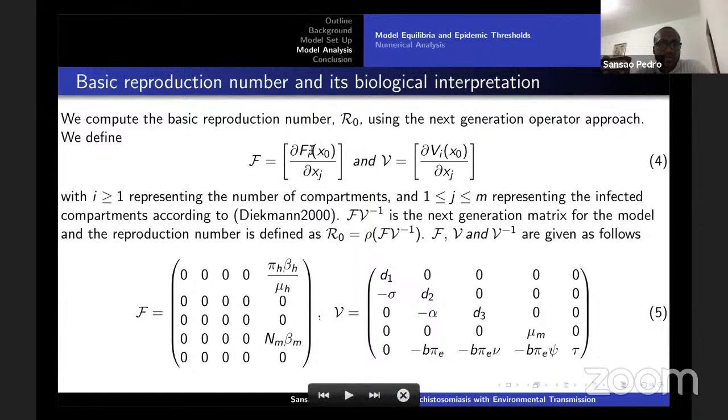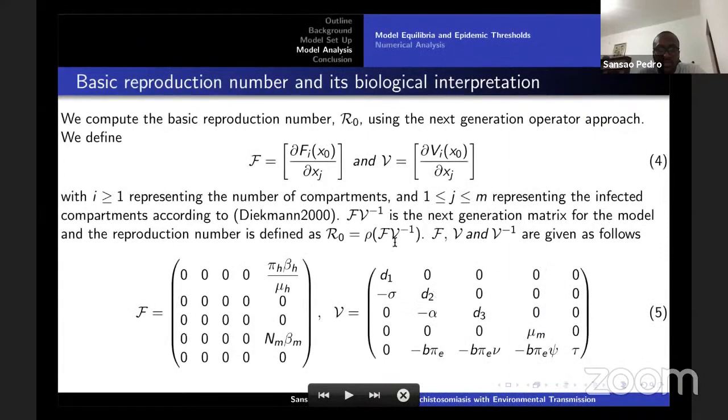So this matrix will be a matrix of appearance of new infection, and this will be a matrix of transition, either out or in. As I showed in the flow chart, we have the arrows that go in and go out. So these matrices represent those interactions. From here, we have our matrix F and our matrix V. These matrices are already evaluated at the disease-free equilibrium. That's why most of the elements are 0.